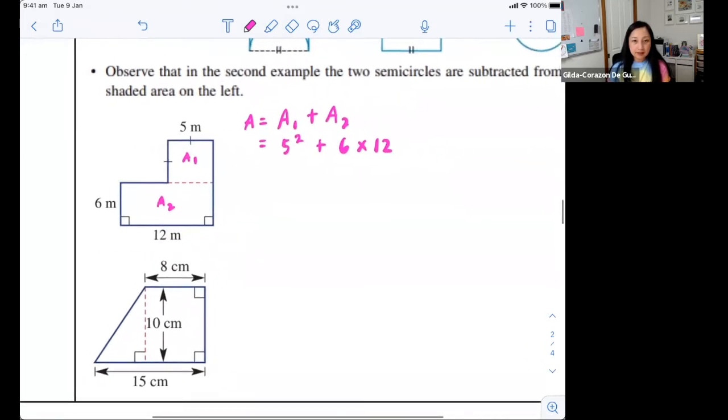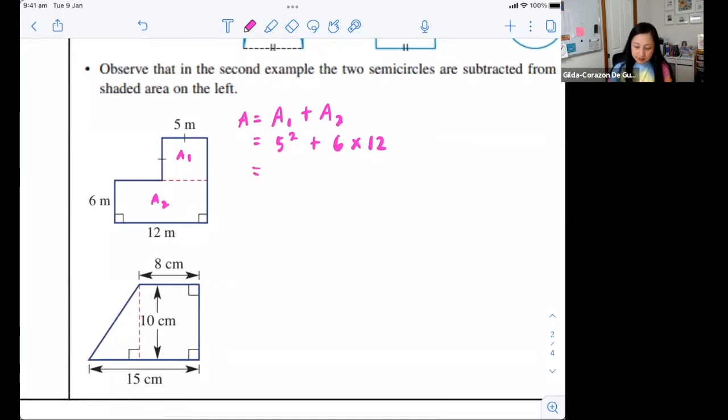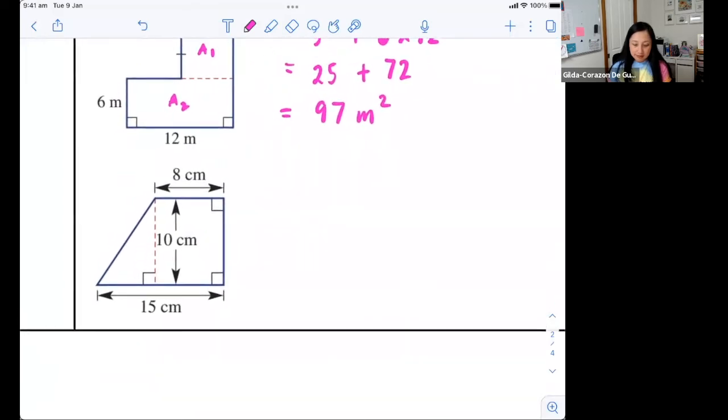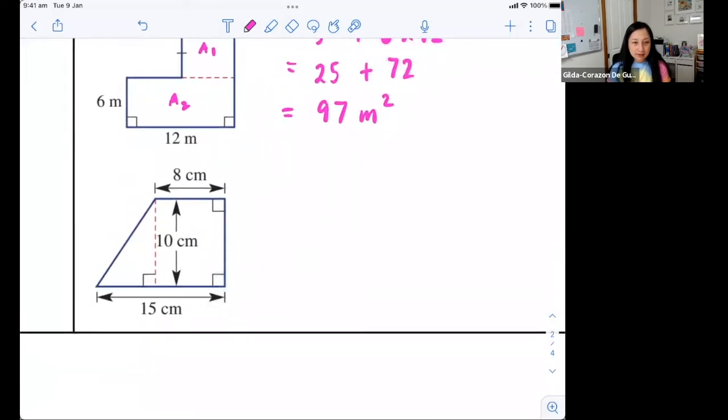Okay. And what is 5 squared? That's 25. And what is 6 times 12? We get what? 12 is 10 and 2. So 6 times 10 is 60. 6 times 2 is 12. And therefore you have 72. And what's 25 plus 72? That would be equal to 97. And that, what would be our unit? It's square meters.